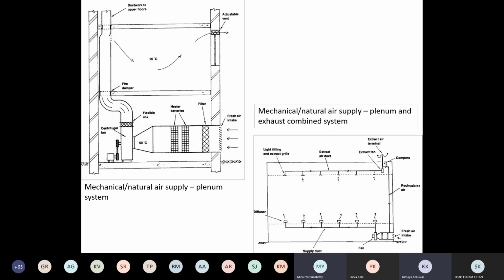I think Nihar has a question. Yes, Nihar, please ask. Yeah, so we have exhausts and all. So if we have two exhausts, it automatically reduces the air into the basement. So what if we don't have plenums and we have very good ventilation systems? So do we really need a plenum?